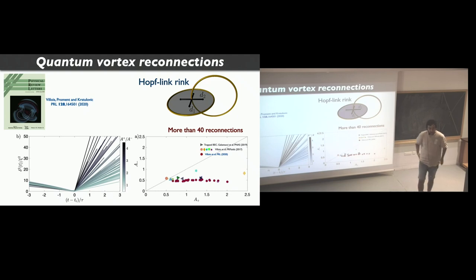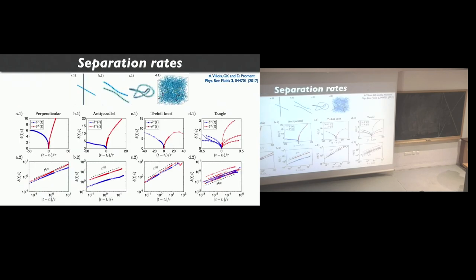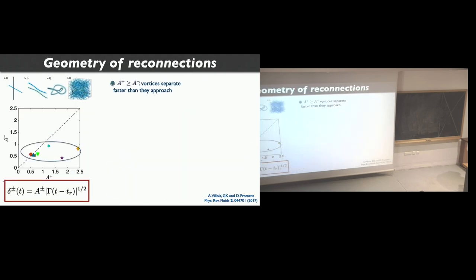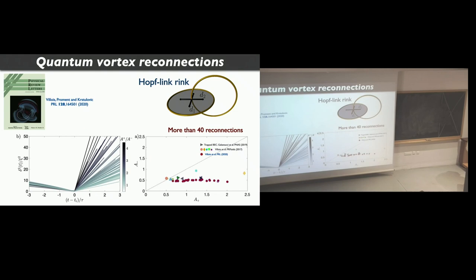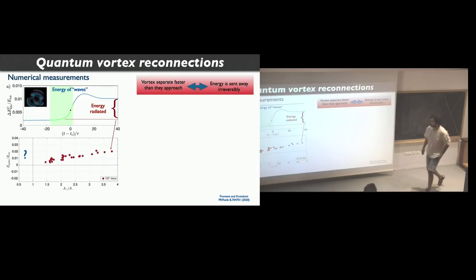That was not my question. My question is, can you engineer a reconnection that will not emit sound? So it could happen in both directions. Or do all naturally occurring reconnections emit sound? Do you have any statistics of what is the amount of sound, what is the distribution, a PDF of sound emission? No, we have 40 points. We have 40 reconnections, which is very nice, but with 40, you don't make a PDF.